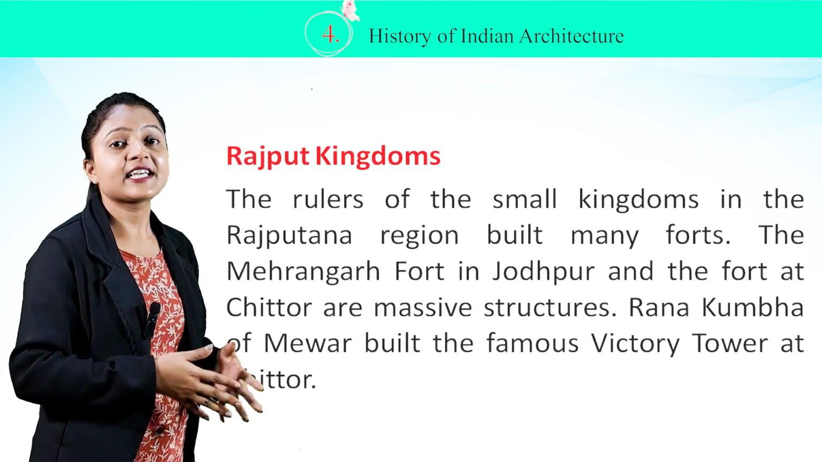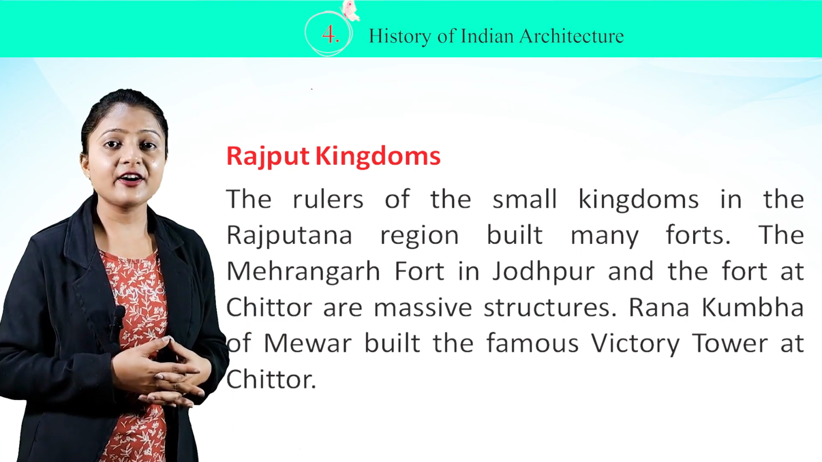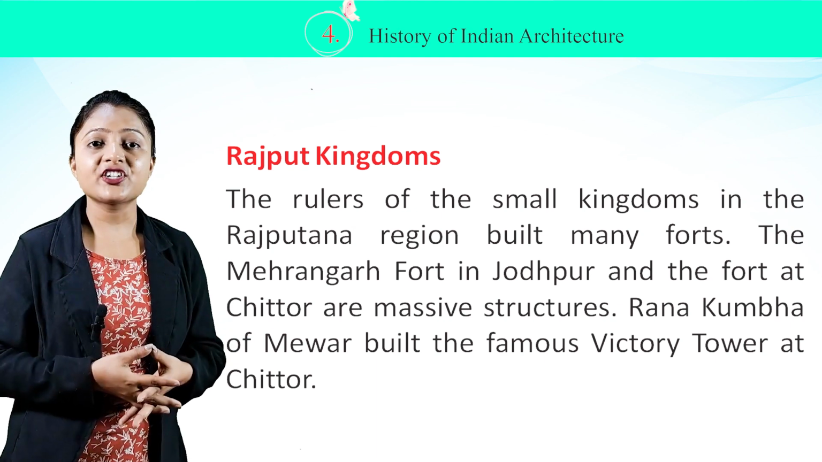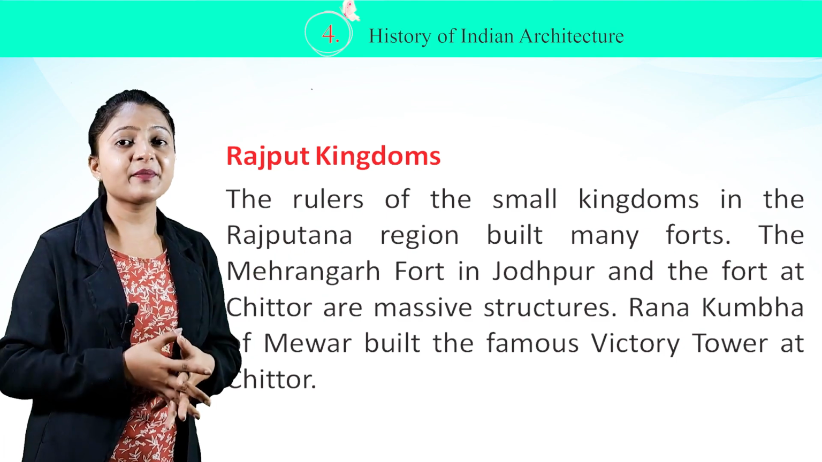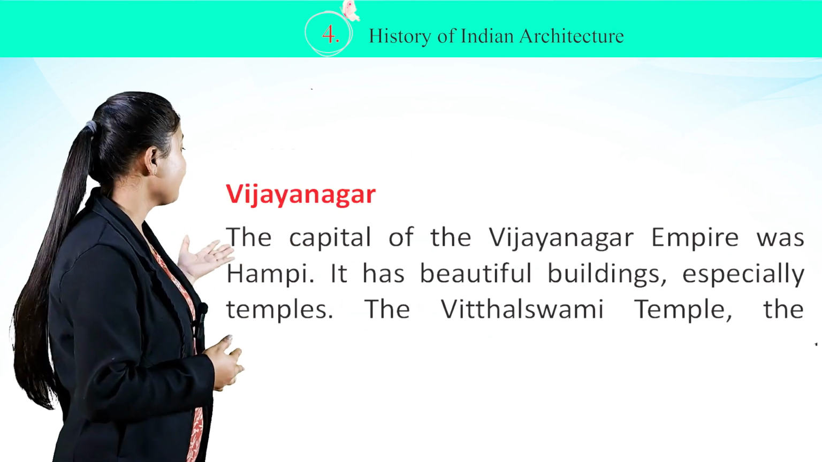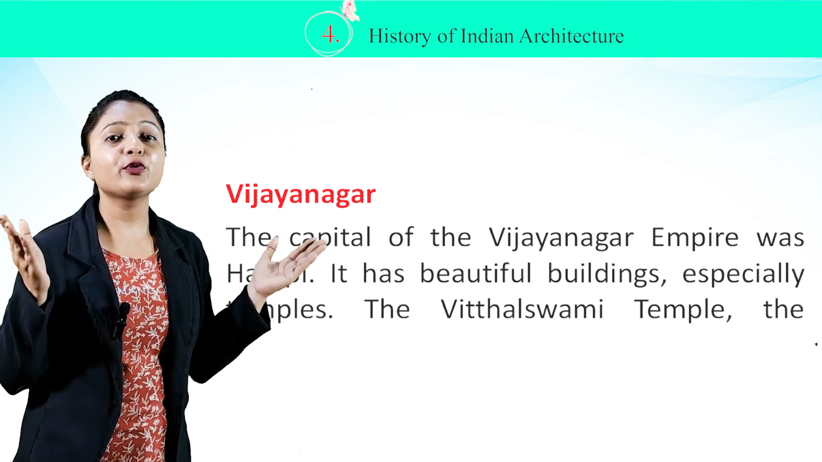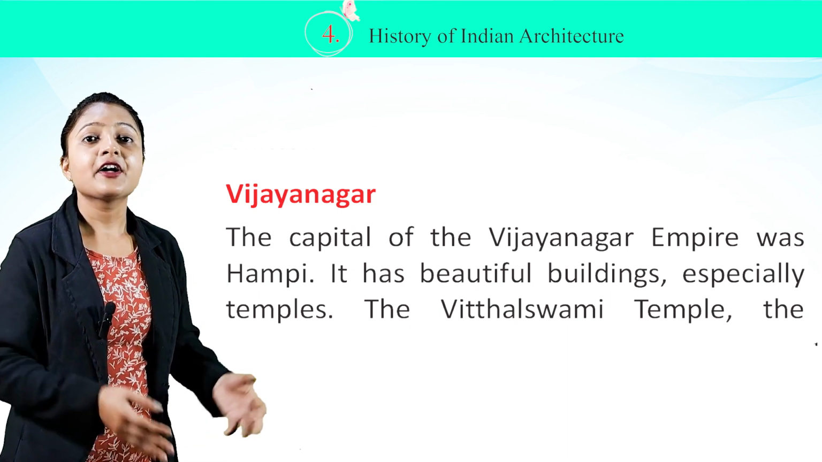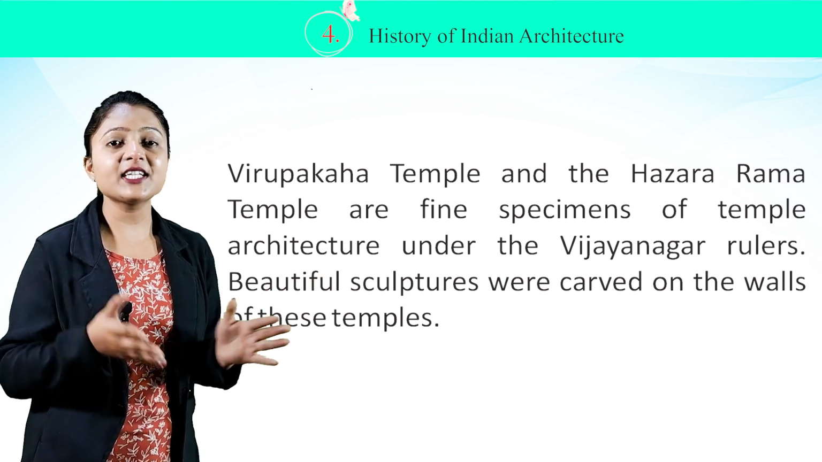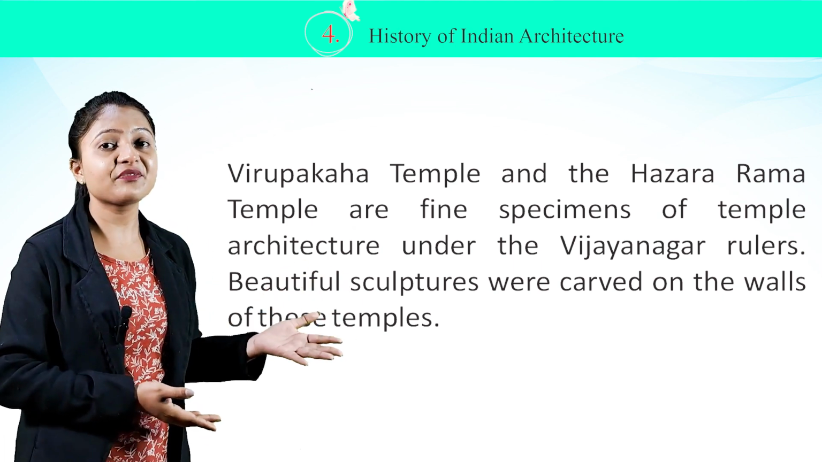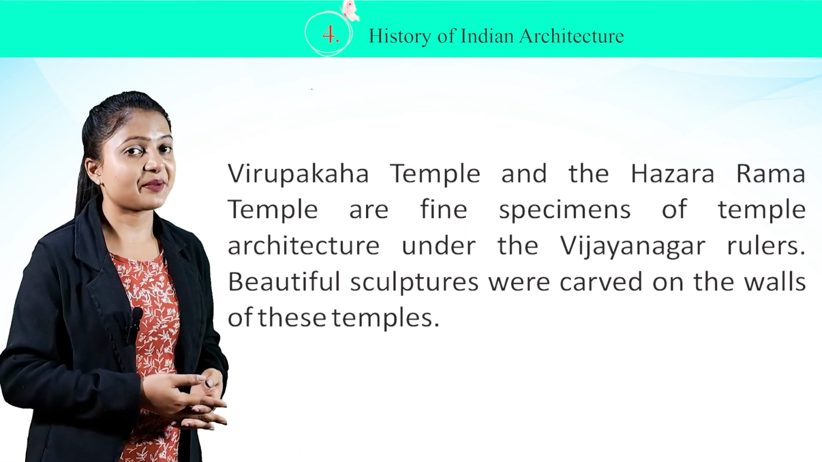Rajput kingdoms. The rulers of the small kingdoms in the Rajputana region built many forts. The Mehrangarh fort in Jodhpur and the fort at Chittor are massive structures. Rana Kumbha of Mewar built the famous Victory Tower at Chittor. Vijayanagar. The capital of the Vijayanagar Empire was Hampi. It has beautiful buildings, especially temples. The Vitthal Swami Temple, the Virupaksh Temple and the Hazara Rama Temple are fine specimens of temple architecture under the Vijayanagar rulers. Beautiful sculptures were carved on the walls of these temples.